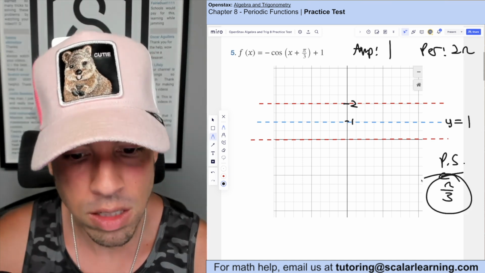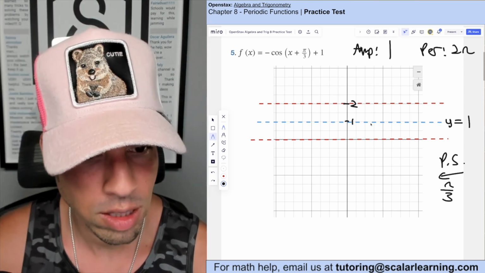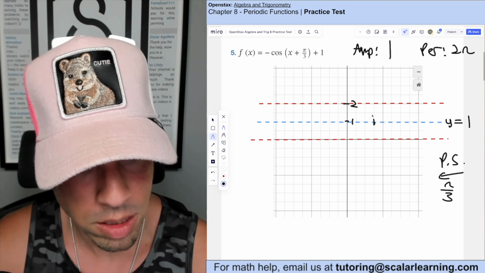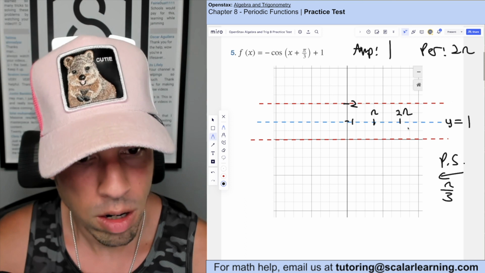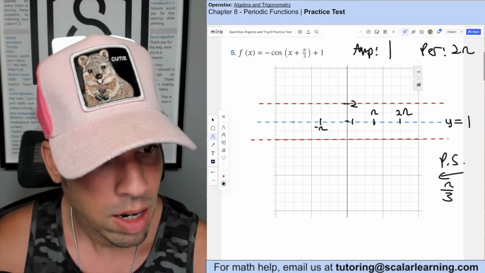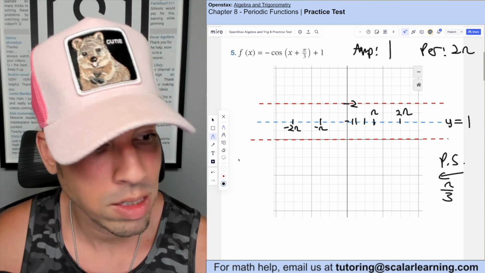So because of the pi thirds phase shift, I'm gonna change the way that I set this up. Normally I'd say 4 spots would be pi. Here I'm gonna say 3 spots is pi. And here's 2 pi, okay? So that would be enough room for 1 period, and then we go to the left, we got -pi, and we got -2 pi. The reason why I'm doing this is because then each one of these spaces is pi thirds.